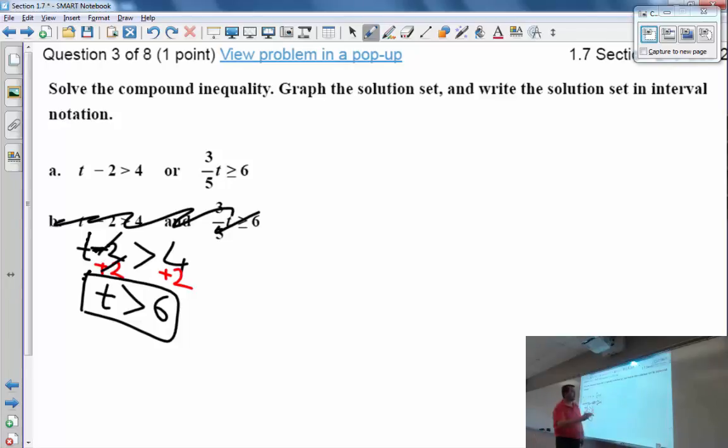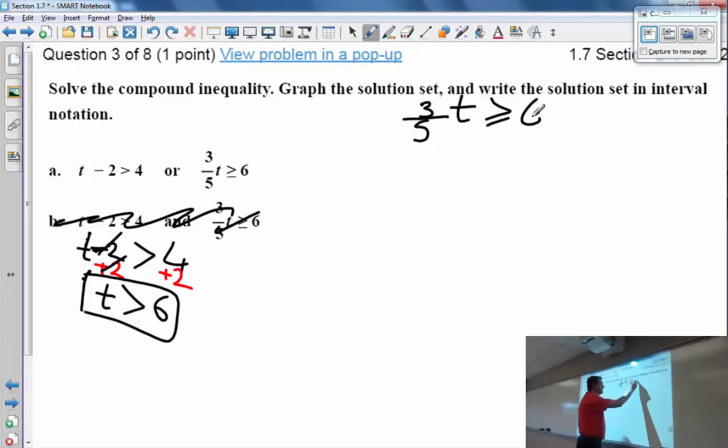Okay, handle it here. 3/5 of T is greater than or equal to 6. Isolate T. I need to get rid of the fraction in front of T. It's one number, a fraction, but it has two pieces, top and bottom. How do you cancel that 3/5? We can first get rid of the denominator by multiplying by 5. Good, that works.